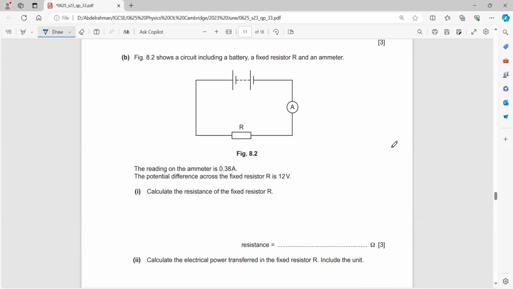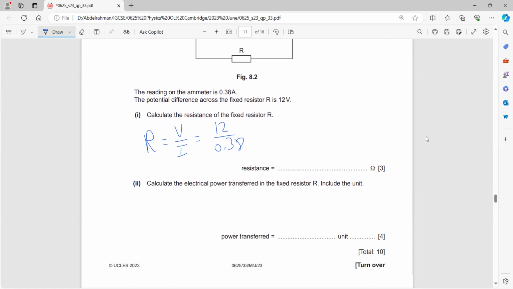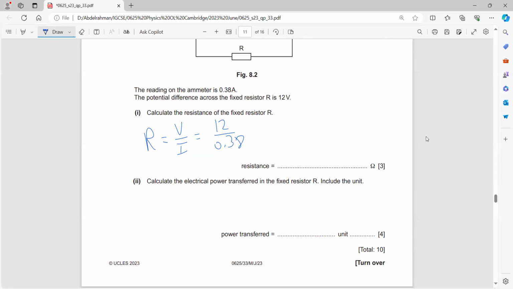Calculate the resistance. Resistance equals voltage over current. R equals V over I. V is 12, I is 0.38. Very easy. It equals 31.57, so 31.6 or 32. You can write either.